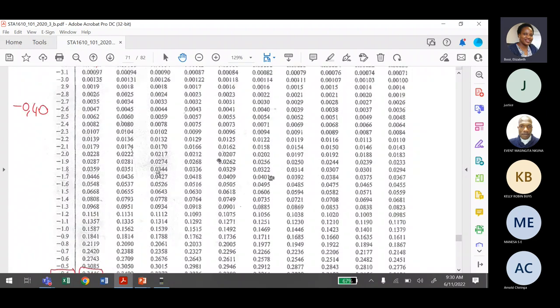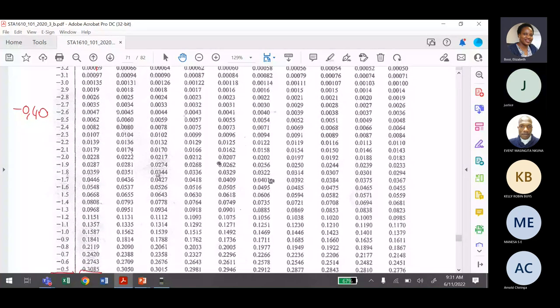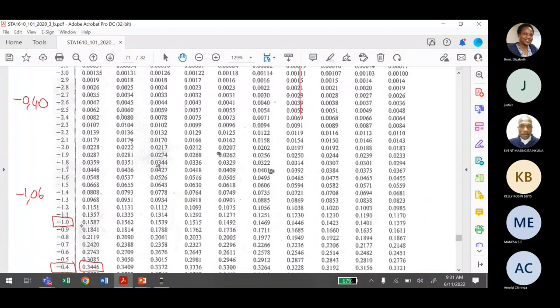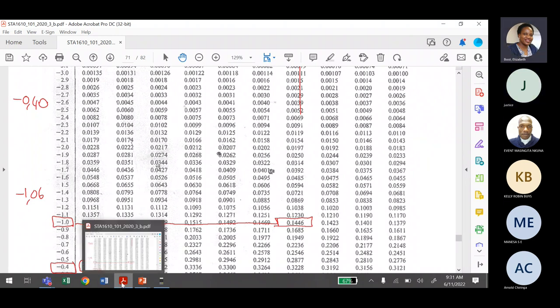Go to the negative side, we need minus 1.06, right? So we need to find minus 1, and we need to go to the top and we'll find the last digit, 6. And they meet. And that is 0.1446.